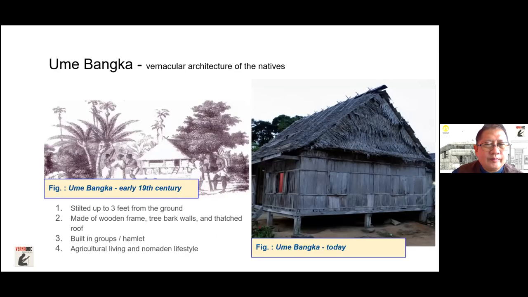And this is an old sketch from a Dutch traveler showing the Ume Bangka, the vernacular architecture of the native, built in a wooden frame, three bark walls, and thatch roof. And these people live in agriculture and a nomadic lifestyle. But I think the nomadic lifestyle has not become the habit anymore today.